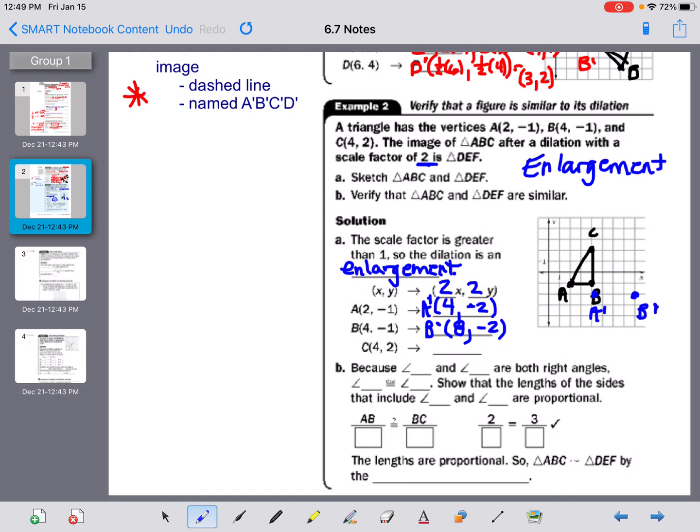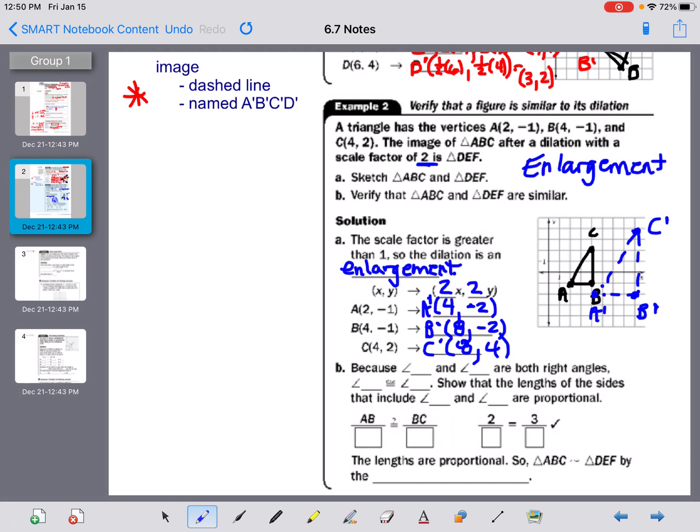And then for C, I take 4 times 2, which is 8, and 2 times 2, which is 4, and take it to the graph. And there's my new C point. I can dash those lines so I remember that that's my image. I also use the primes when I named it.